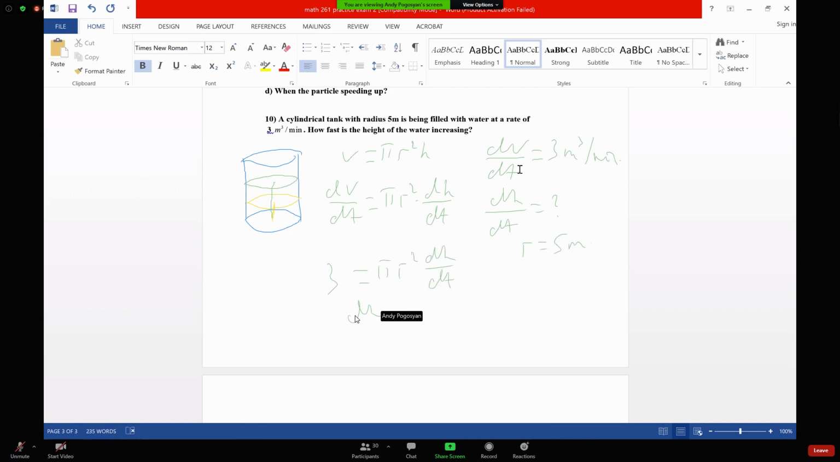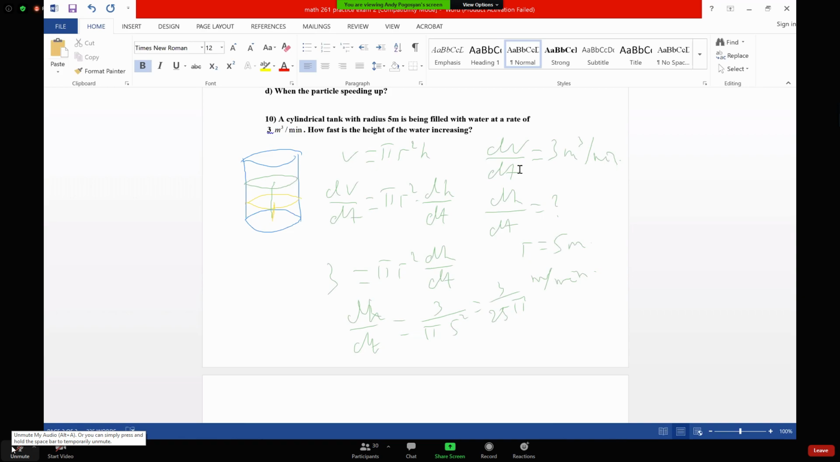So dh/dt equals 3 divided by r, which is 5 squared. So it's 3 over 25 pi meters per minute. That's the rate of change of the height. So height is increasing in this way. So would we just leave it like that, as a fraction? Yes, you don't have to round it or use a calculator. Leave it like 3 over 25 pi.